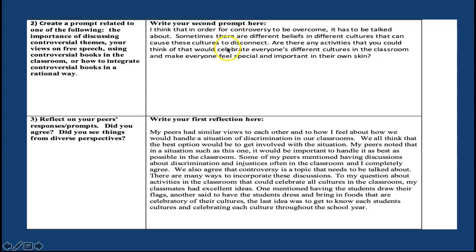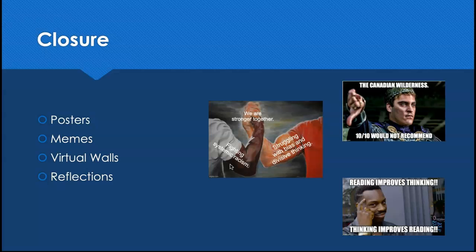Then she created a prompt about how to overcome controversy. Are there any activities you could think of that would celebrate everyone's different cultures in the classroom and make everyone feel special and important in their own skin? Then she went back after the discourse, and she wrote notes during the discourse and really thought about and reflected on her peers and what they said and how that reflected what she thought in her own thinking.